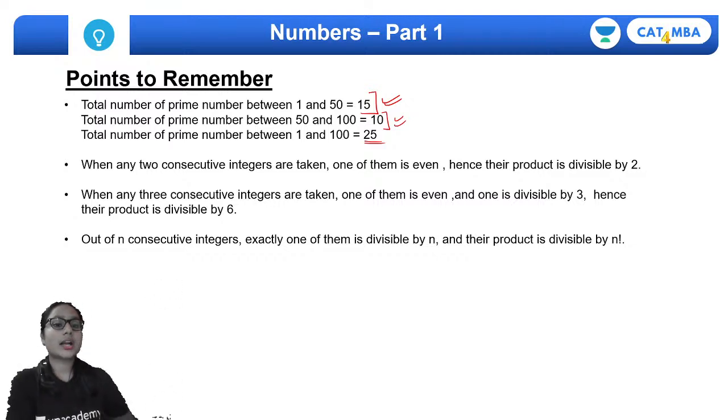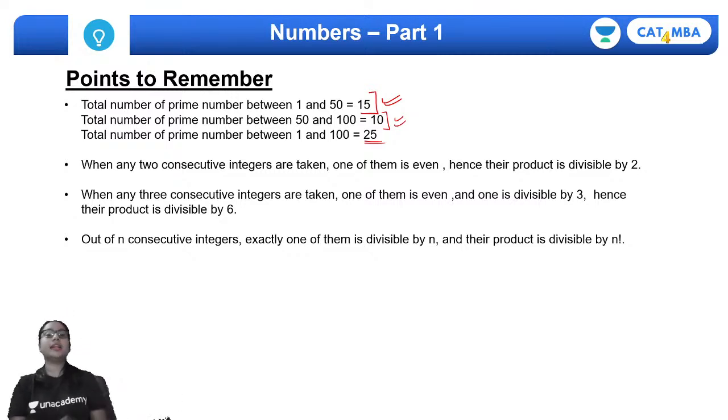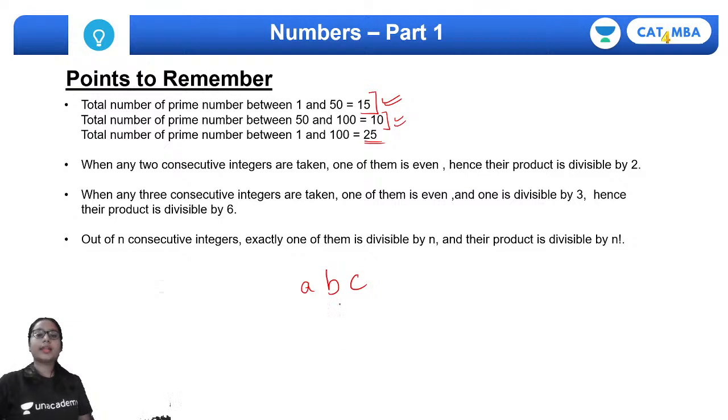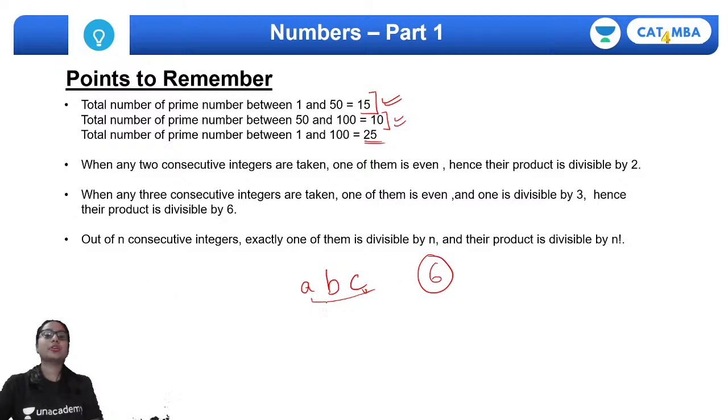Next, when any two consecutive integers are taken, one of them is even, so their product is divisible by 2. Quite logical. Next, when any three consecutive integers a, b and c are taken, at least one of them would be even and one would be divisible by 3. Hence their product would be divisible by 6. Why? Because one number is divisible by 2, and one of these numbers would definitely be divisible by 3.